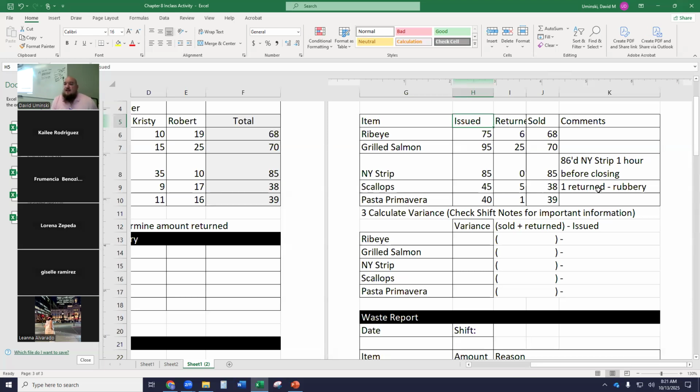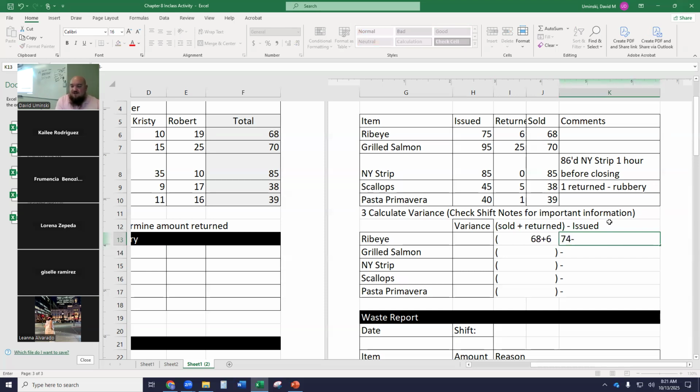So if we come down here, we sold 68, and how many did we return? We returned 6. So what is 68 plus 6? 74. If that is 74 and we issued 75, what is our answer? -1. So 68 plus 6 is 74, that is my perpetual plus my physical. And then I issued 75, so that number is actually 1 short. So my variance is -1.